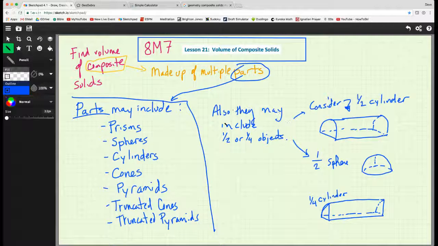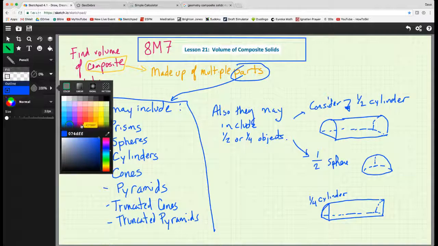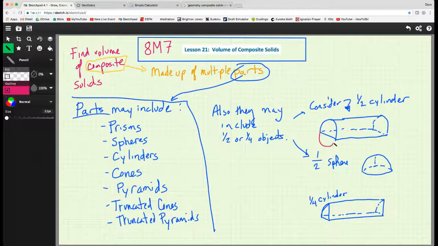And they also may include things like half or quarter objects, like this, which is a half cylinder, right? If we drew in the other part of this cylinder, it would look like this, right? We'd have a full cylinder, or this would be a full sphere. Be the other half. This is here as a quarter cylinder, and this would be our full cylinder, looking something like that. All right, but here we're just talking about a quarter cylinder.